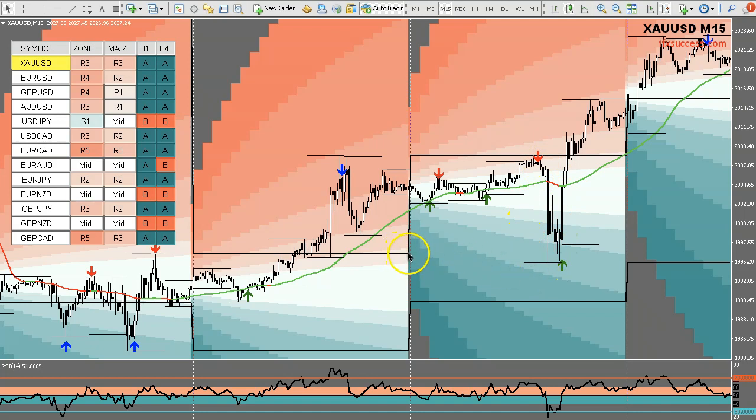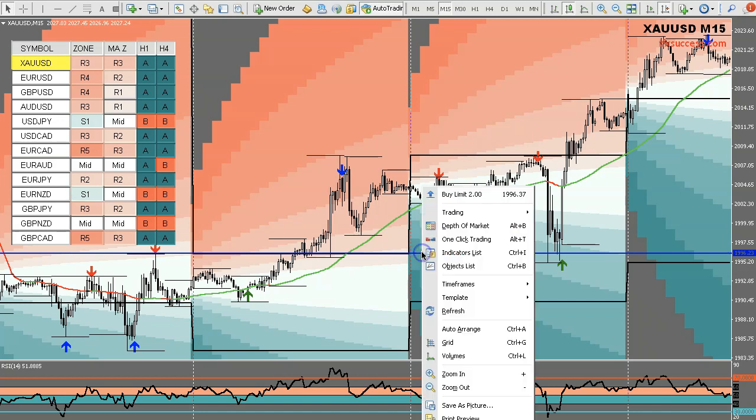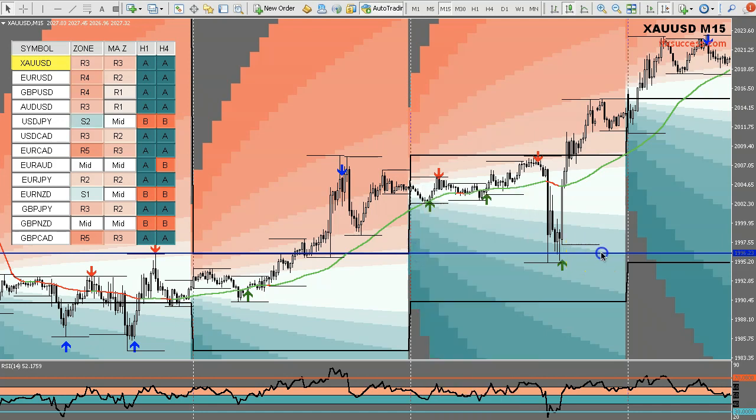And then again, this acted as a nice support, okay? And then it acted as a nice support. We got an arrow, and then, well, what did price do? It went all the way to the top, all right? So the same thing is going to happen at the bottom, right, when we're looking for sell entries.